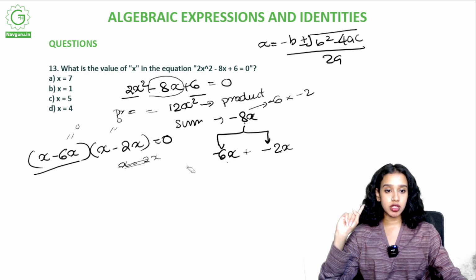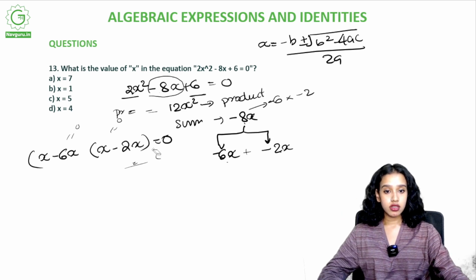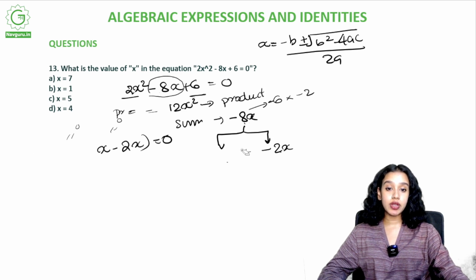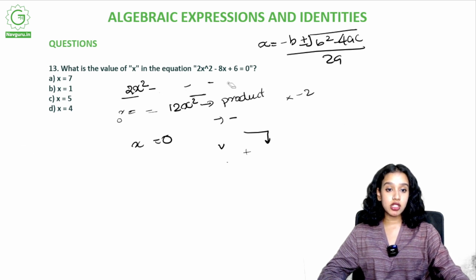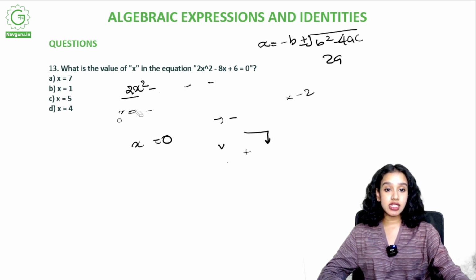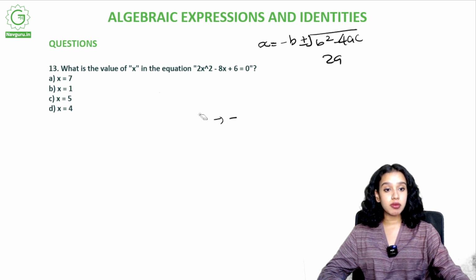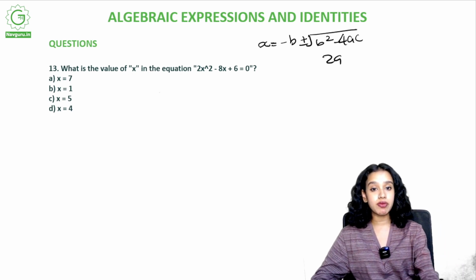Let's do the other method. There is one more way to do this, without making it this complicated, which is to divide the whole equation by 2, so that we get rid of 2x square, which will make the problem very simple.